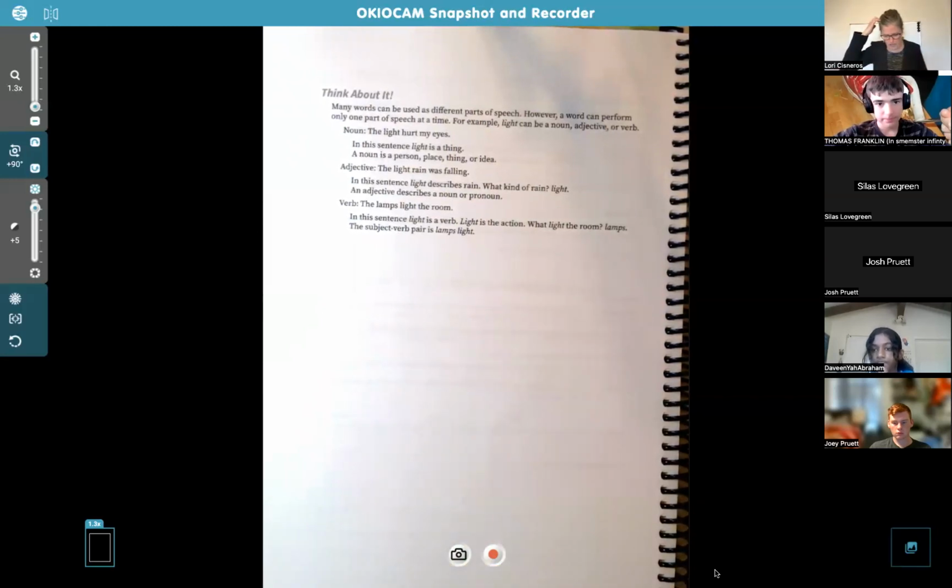There you go. So the word light could be used in three different ways, but the thing to keep in mind, it can only be used one way at a time in a sentence. It can't be both an adjective and a noun at the same time.